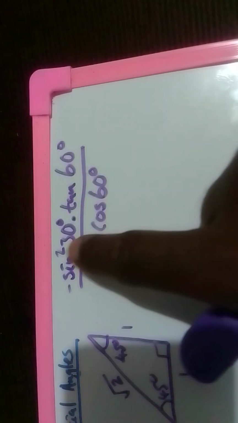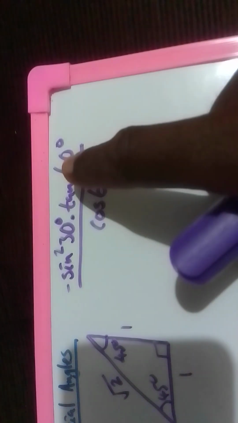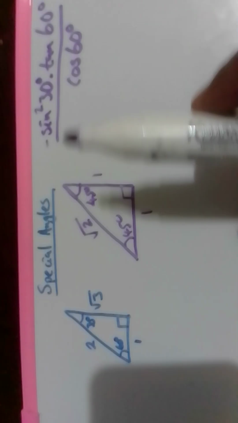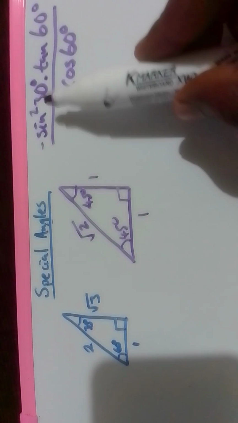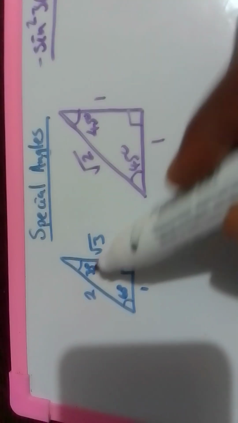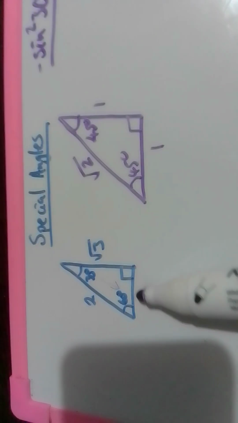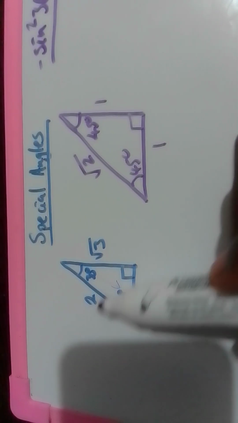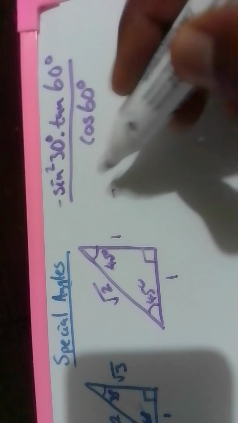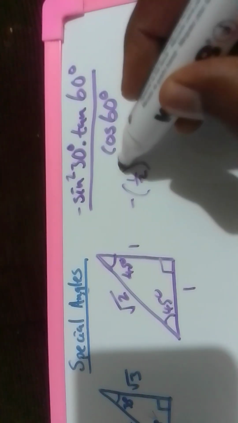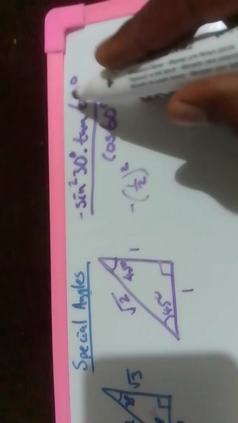We are given negative sin squared 30 degrees multiplied by tan 60 degrees. So what is it that I know? I have to go to my scalene triangle here because now they want me to provide sin 30 degrees. When I come to this 30 degrees, where is my opposite? My opposite is this side, here, it's 1, and then my hypotenuse is 2. So I write negative, open bracket, 1 over 2, close bracket, the squared I write outside, and it's being multiplied by tan 60.